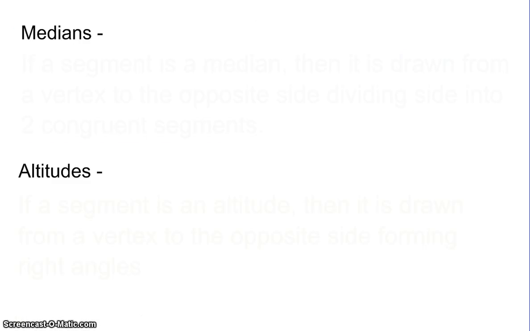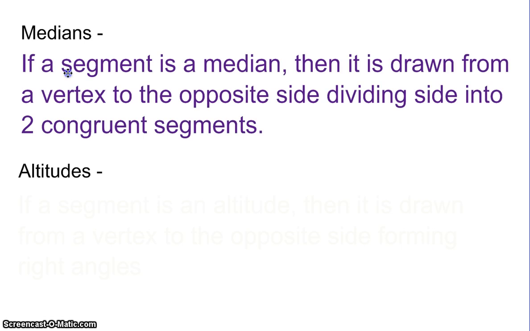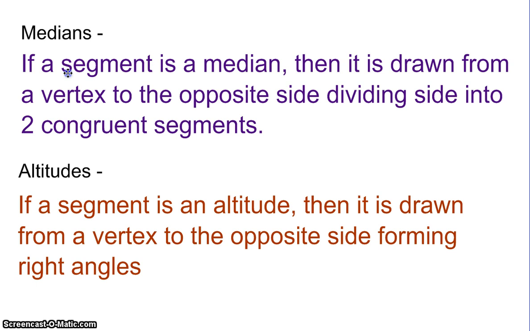And then for medians and altitudes, the specific way we're going to talk about writing them is if-thens. The median: if a segment is a median, then it is drawn from a vertex to the opposite side, dividing the side into two congruent segments. And then in that step, we could list the two congruent segments. For altitude, it starts the same way, if a segment is an altitude, then it is drawn from a vertex to the opposite side, and this time it is forming right angles. So in that step, we could say the right angles for that proof.